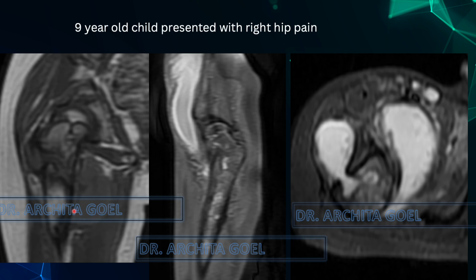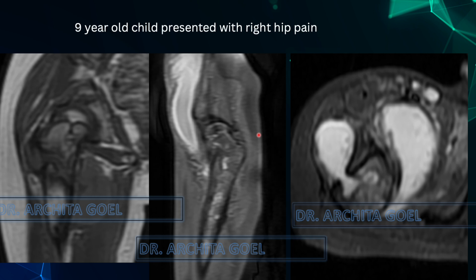Also, I can see a huge collection here in the adductor group of muscle. Right, another small collection is here. This can be correlated on PDFS images, the collections you can see here as well. Right, and there is no intra-articular extension of the disease. So this is a classical case of chronic osteomyelitis of the femur.